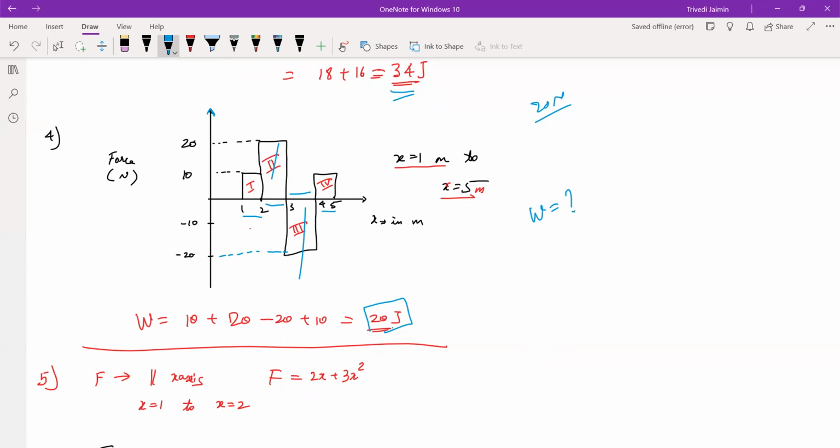Now, in the fifth question they gave F as a function of x, in that equation 2x plus 3x square. I want this answer orally too. Now you don't need to use pen and paper. What you have to do? They have given an equation, that means you have to integrate this.